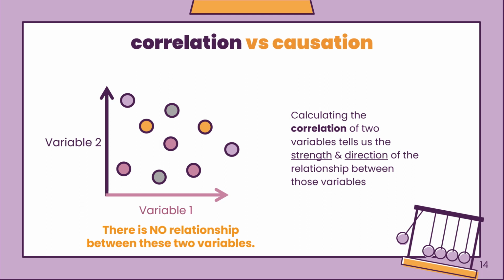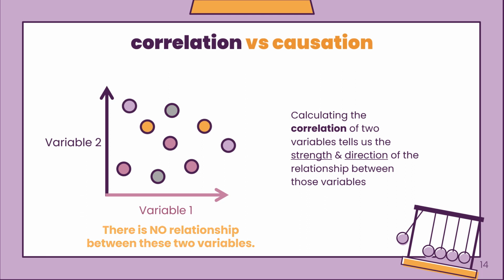So the correlation, again, tells us the strength and direction of the relationship between 2 variables. So in this scatter plot, you can see these data points. They're all scattered around. There's no rhyme or reason. There is no relationship between these two variables. They are not correlated with one another.